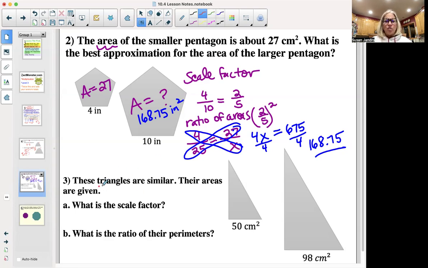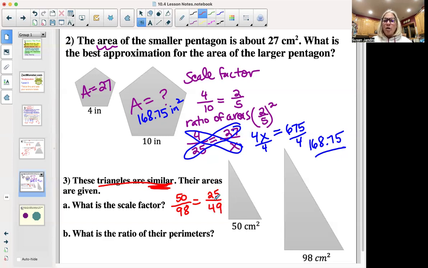This one says these triangles are similar. So remember, they have to say they're similar in order to do this. Their areas are given. What's the scale factor? Well, this time they're giving us the areas. So I make a fraction, one area over the other area. I reduce it, so I can cut 50 in half and get 25, cut 98 in half and get 49.